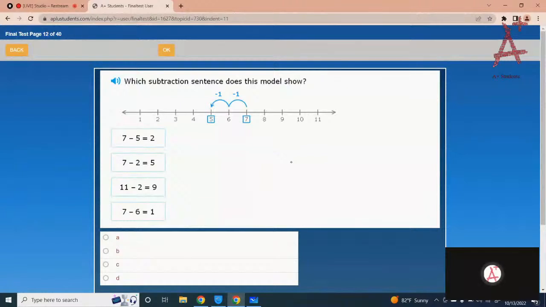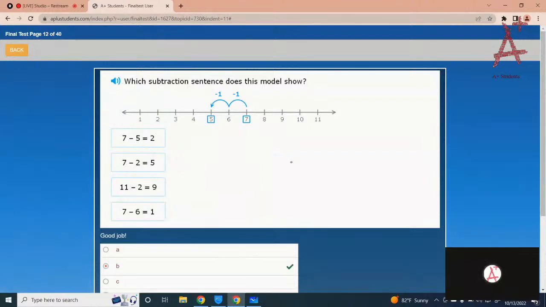So 7 take away 2 equals, and you reached 5. So 7 take away 2 equals 5. Got it? So the second option is the correct one. Option B is the correct one. So select the correct option and click on the OK button.